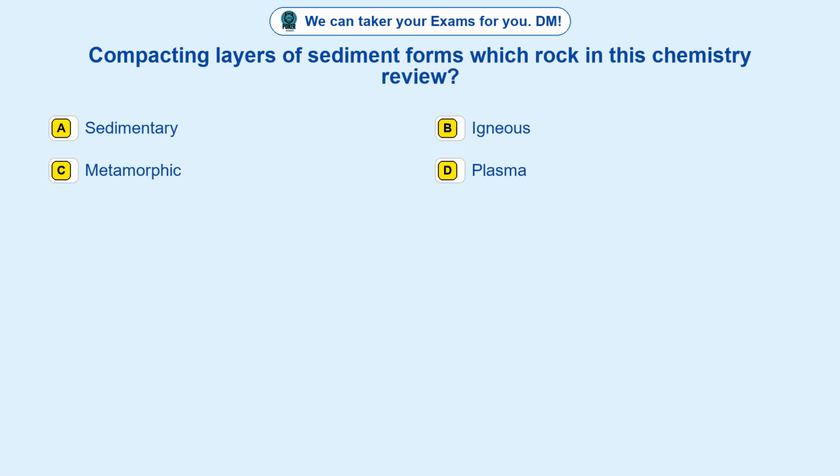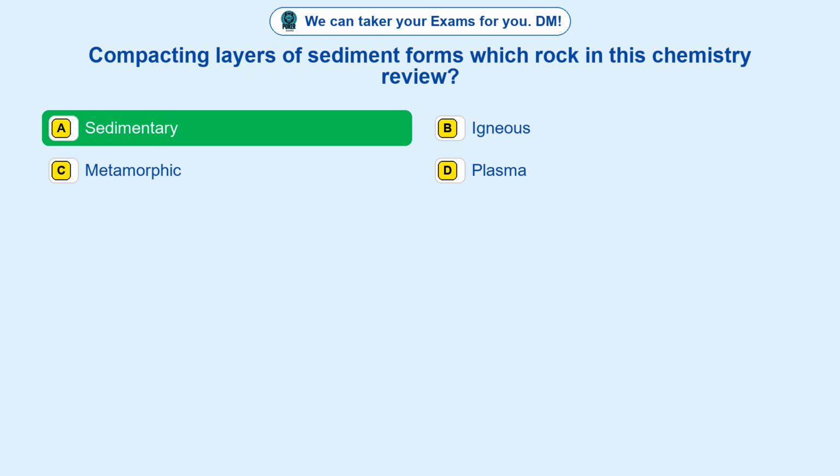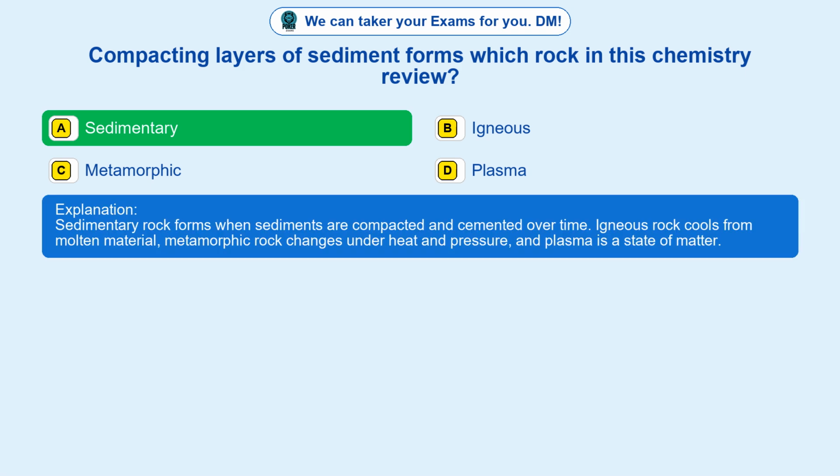Question 85. Compacting layers of sediment forms which rock in this chemistry review? Option A, sedimentary. Option B, igneous. Option C, metamorphic. Option D, plasma. The correct answer is option A, sedimentary. Sedimentary rock forms when sediments are compacted and cemented over time. Igneous rock cools from molten material, metamorphic rock changes under heat and pressure, and plasma is a state of matter.